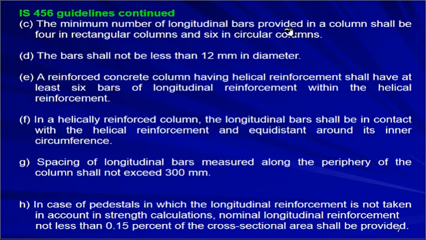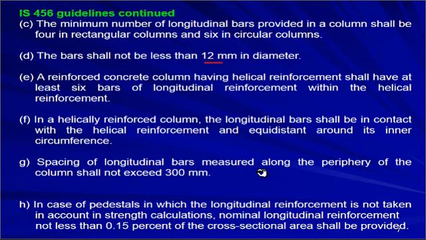Well, the next guideline is the minimum number of longitudinal bars provided in the column shall be 4 in a rectangular column and 6 in a circular column. Again, the bar diameter shall not be less than 12 mm. The reinforced concrete column having helical reinforcement shall have at least 6 bars of longitudinal reinforcement within the helical reinforcement. In a helical reinforced column, the longitudinal bars shall be in contact with the helical reinforcement and equidistant around its inner circumference.